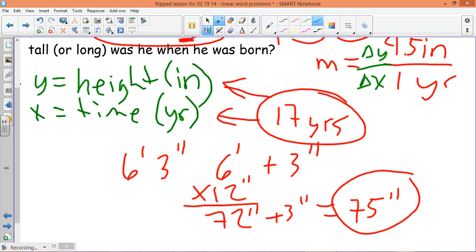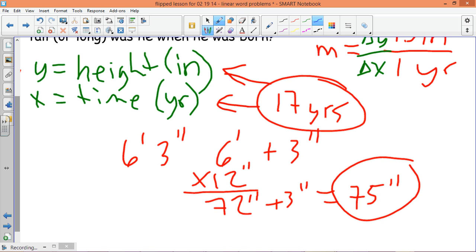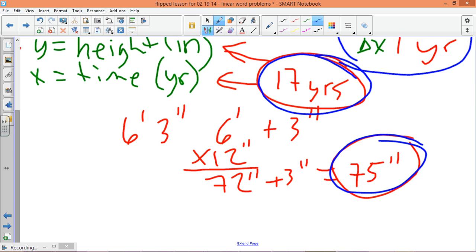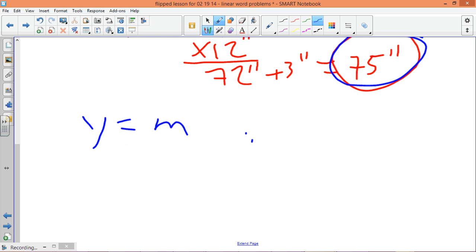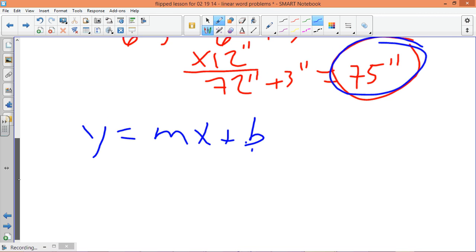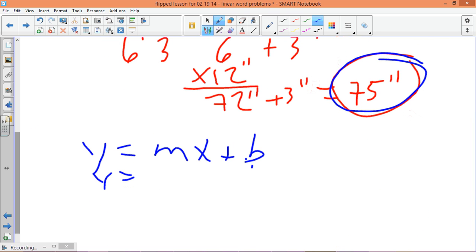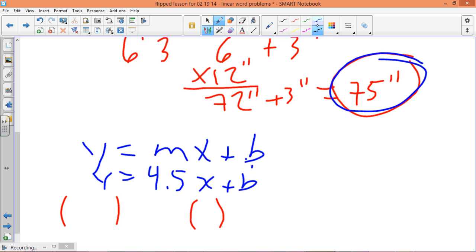Okay, so I've got my slope. It's over here, 4.5 inches per year. I've got my data point, 75 inches, 17 years. I am ready for this problem. Bring it on. Y equals mx plus b. Y equals my slope, m, it is 4.5, x plus b. Now I know I should probably temporarily replace y and x with something. Everything else is going to stay the same, so I'm just going to leave it the same.